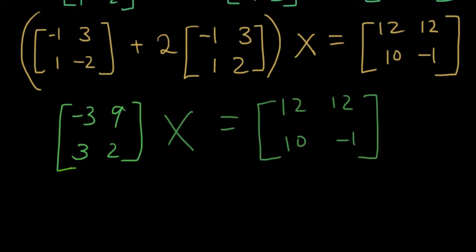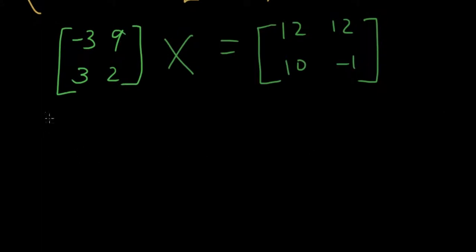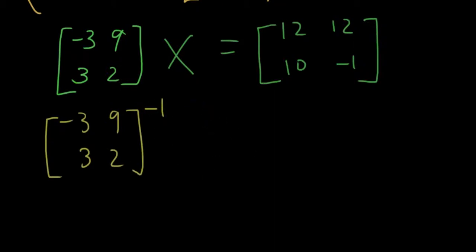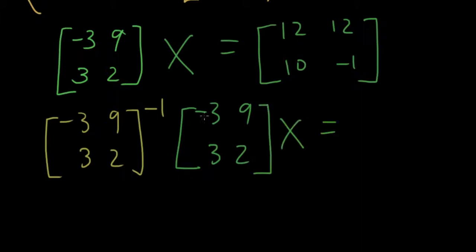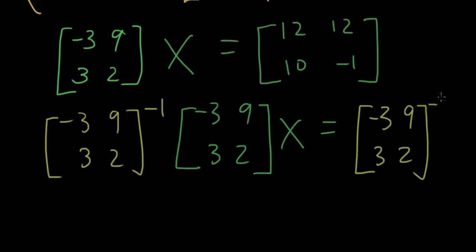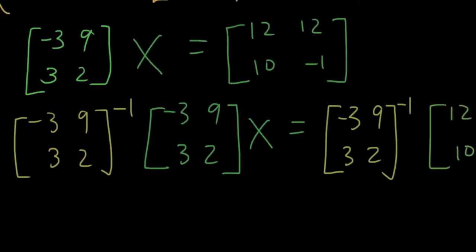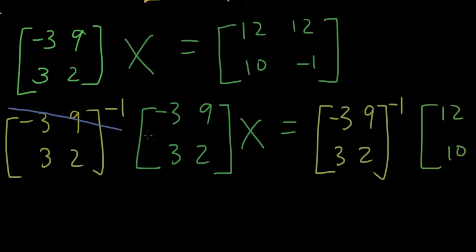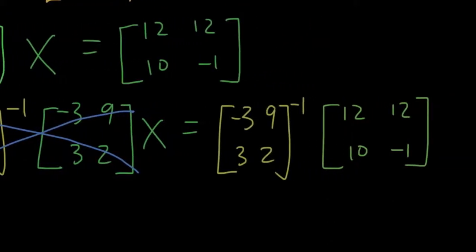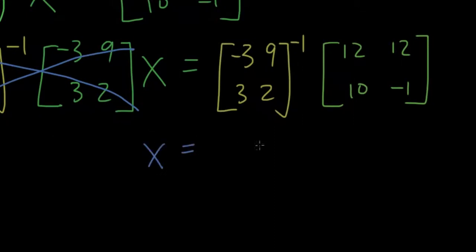And then let's get the inverse of the matrix at the front and multiply it on both sides. So I'm going to go [negative 3, 9, 3, 2]. The inverse of that, multiply by, let's go back to green, [negative 3, 9, 3, 2] x equals, and I'm going to multiply this inverse again on the right hand side at the front and multiply by [12, 12, 10, negative 1] again. Okay, so I have this big equation. In this part on the left, I know that it's going to equal the identity matrix, so I can just cross it out. So then the answer is just x equals, and let's just type all that into the calculator or work it out manually.